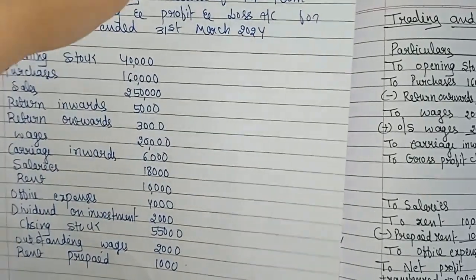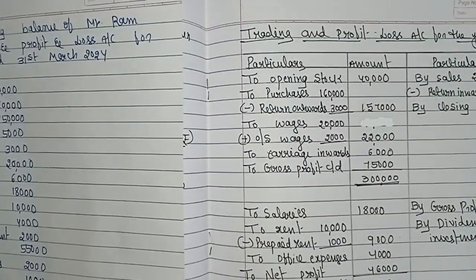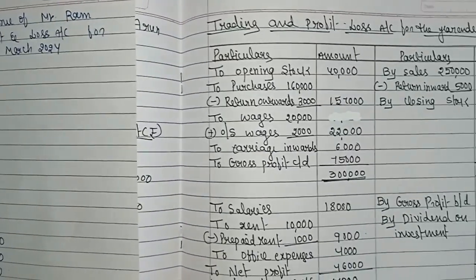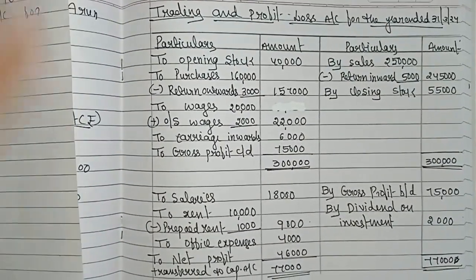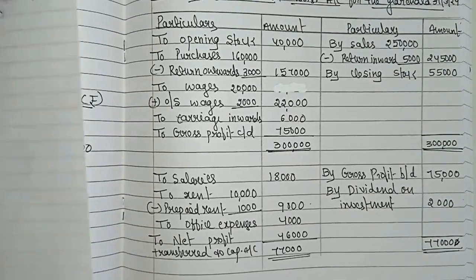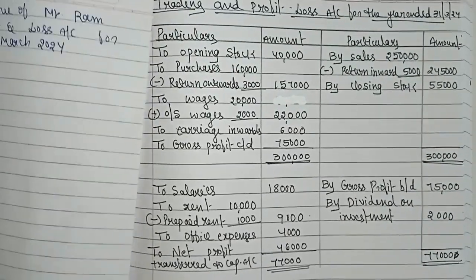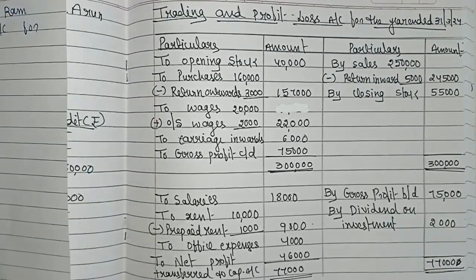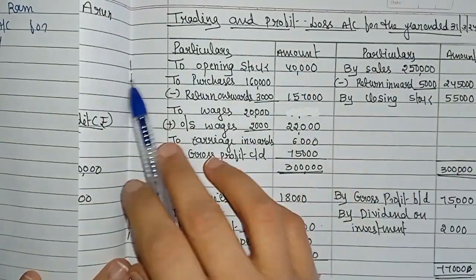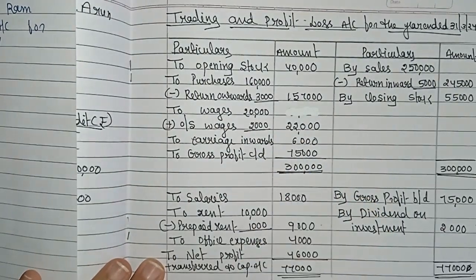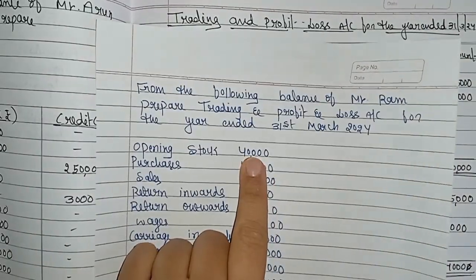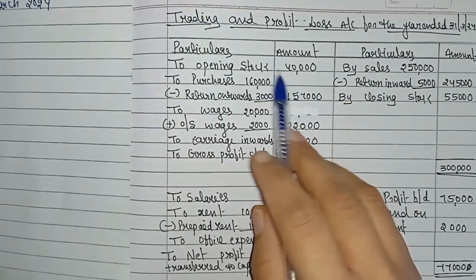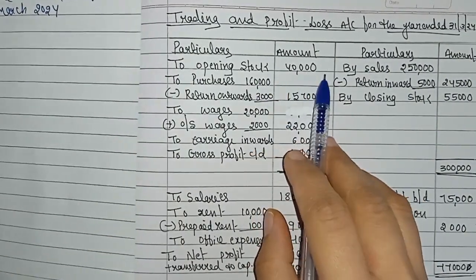First, what we have to write down? First, we need to write down trading and profit and loss account for the year ended, that is 31st March 2024, right? Are you able to see, right? So this is the trading and profit and loss account. So write down particulars, amount, debit side, credit side. First, in the trading account, what we need to write down? We need to write down opening stock. So our opening stock, how much? That is rupees 40,000. So write down to opening stock rupees 40,000.